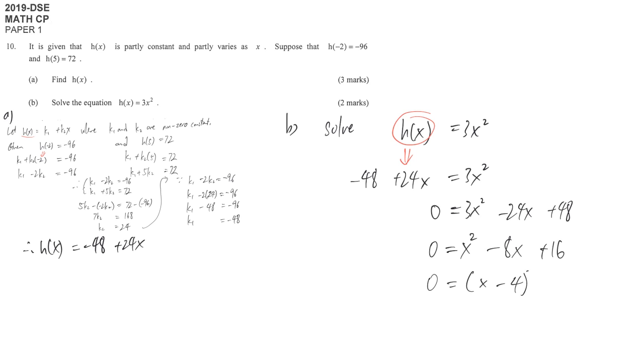(x minus 4) squared is the identity form. So x minus 4 is equal to 0, and x is equal to 4. We only have one repeated real root.